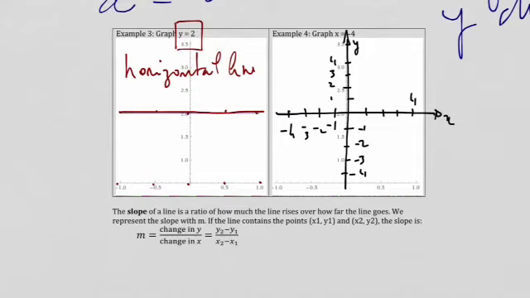So when x equals negative 4, when y equals 0, I'm going to have negative 4. When y equals 1, I'm going to have negative 4. When y equals 2, I'm going to have negative 4. When y equals 3, negative 4.